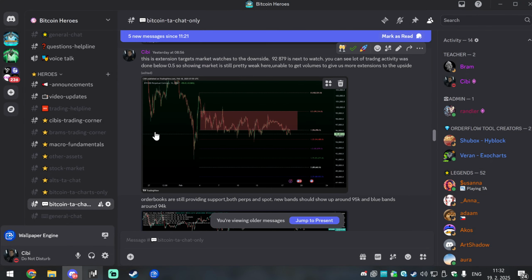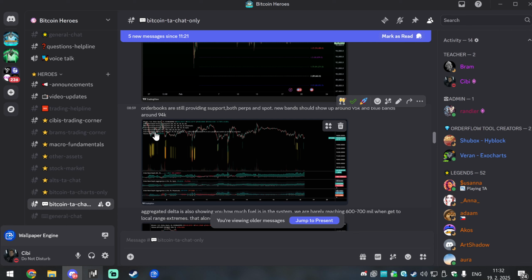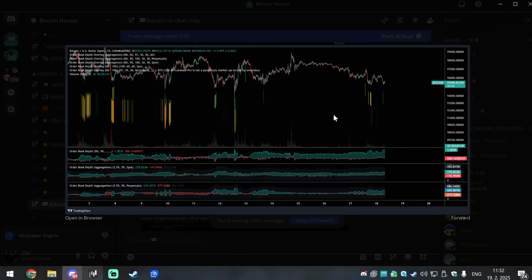Now, the extremely important thing why I was very confident we would have a reaction below 94,000: order books are still providing support, both perpetuals and spot. New bands should show up around 95K and blue bands around 94K. We have the TRDR tool, which is one of the main decision-making tools to stay in trades longer, to know when you can say, okay, I have an 85% chance to win my long. If I can say it instead of in 1,000 sentences in two, this is TRDR.